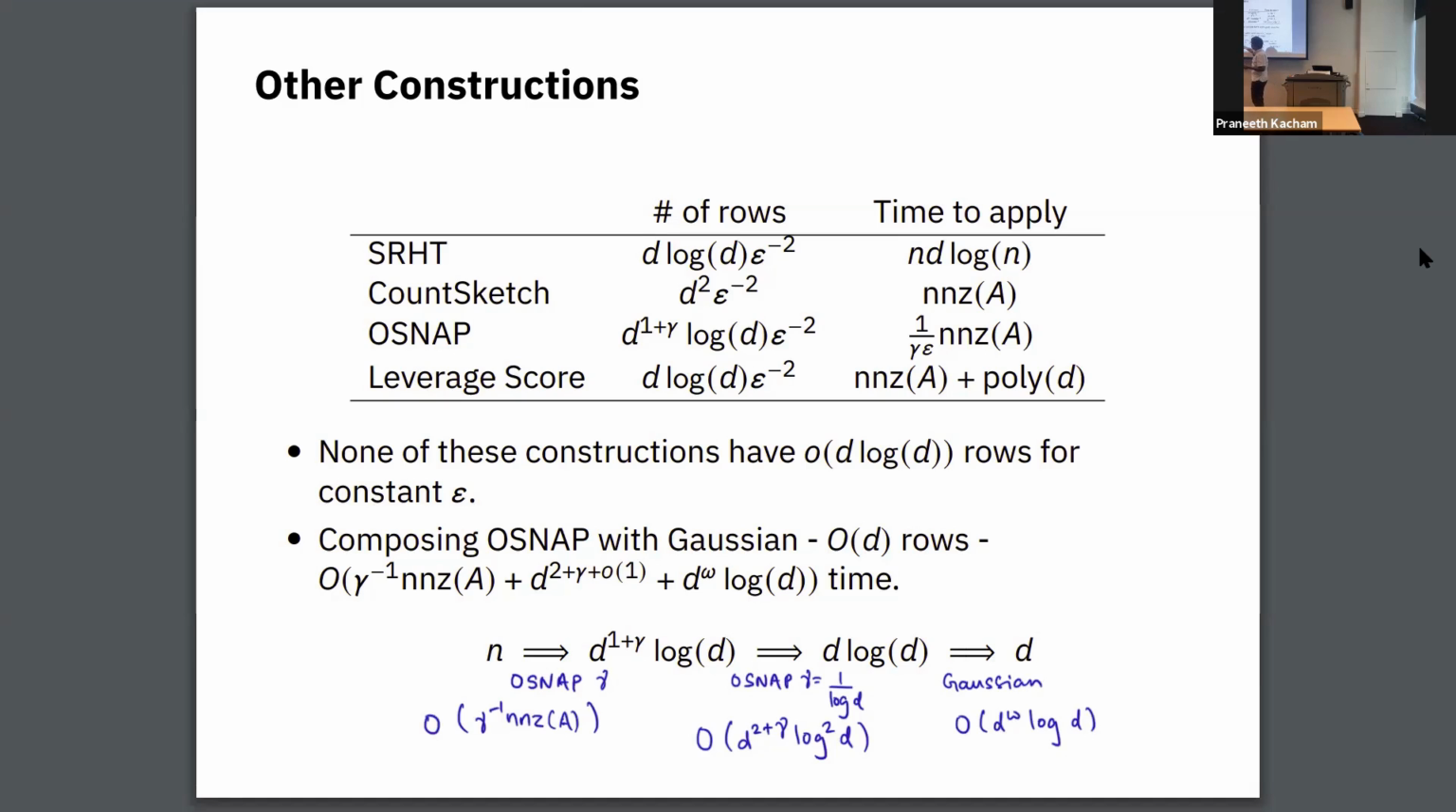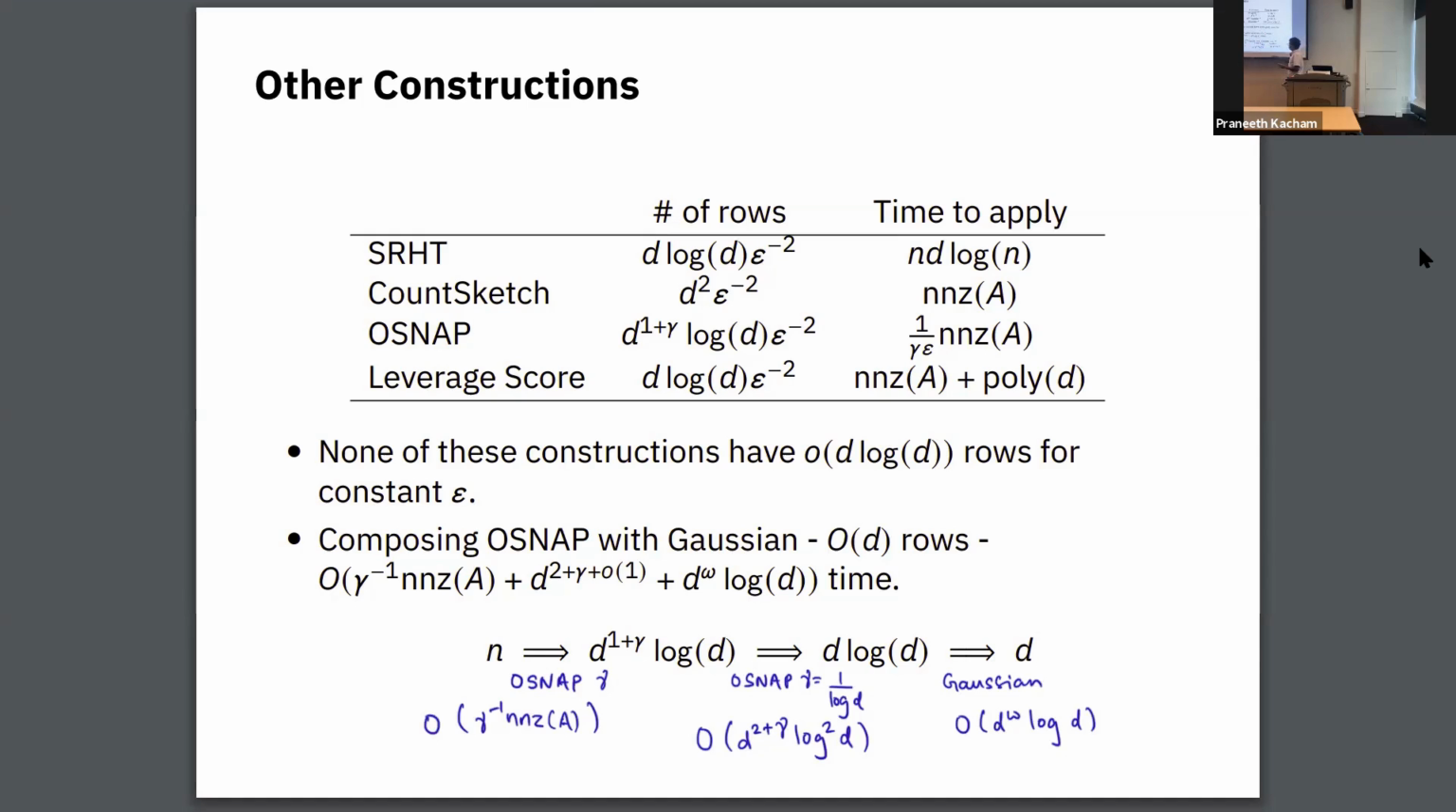So going from the original matrix to d to the 1 plus gamma log d takes me gamma inverse nnz(A) time. Think of gamma being a small constant here, like 0.1. And I can go from d to the 1 plus gamma log d to d log d in order d to the 2 plus gamma log squared d. This gamma is just the same as the original gamma. And I can go from d log d to d by just multiplying with a dense Gaussian matrix, which will take d to the omega log d. Here d to the omega is just the time required to multiply two d cross d matrices fastest.